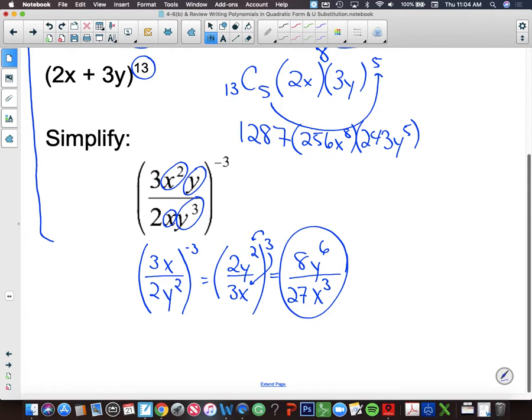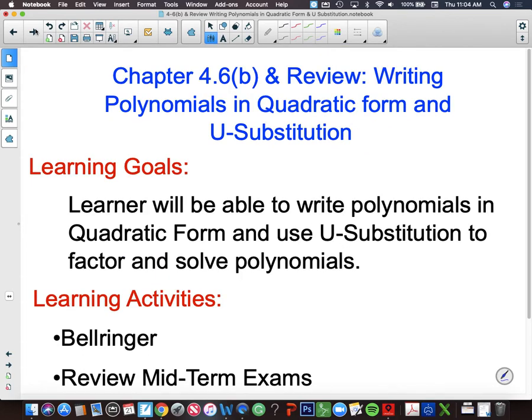Okay, so on to the new stuff here. I guess it's not new, it's just kind of an addition. I'm going to call this something different, okay? So you can call it use substitution. I'm just going to call it advanced factoring, because we're just doing harder factoring here.